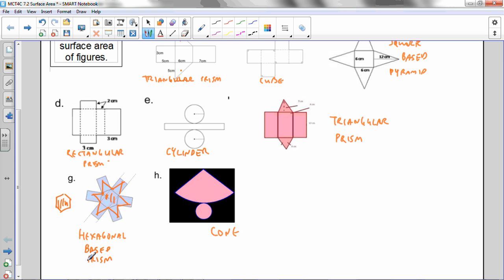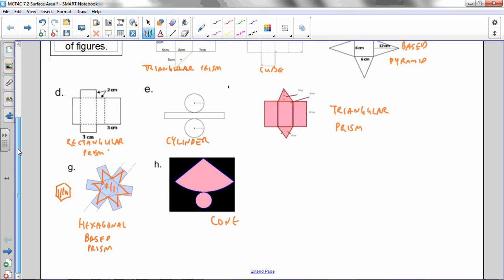that would be a hexagonal-based pyramid. This one, which kind of looks like a bell shape, is actually a cone. A circle on the bottom, and then if I curve this around, this would make a cone. And this kind of looks like a piece of a circle, and we'll talk about pieces of circle later in this chapter as well. All right, so good. Hopefully you got all those. And on to the questions.